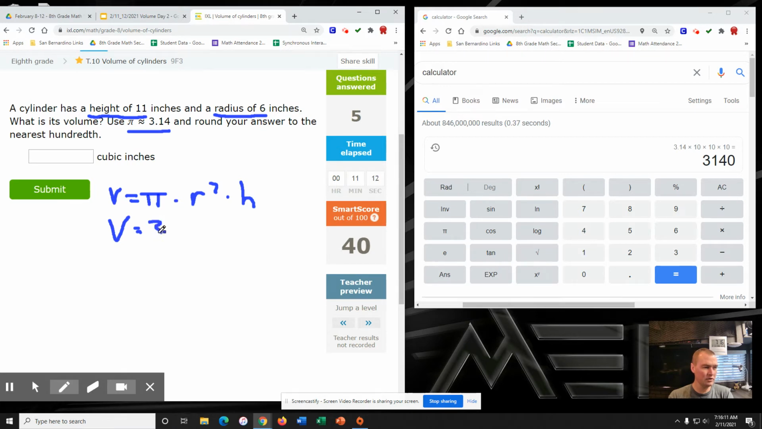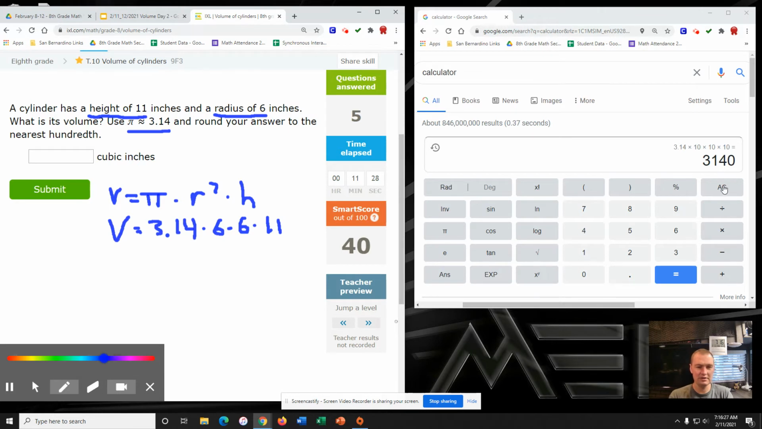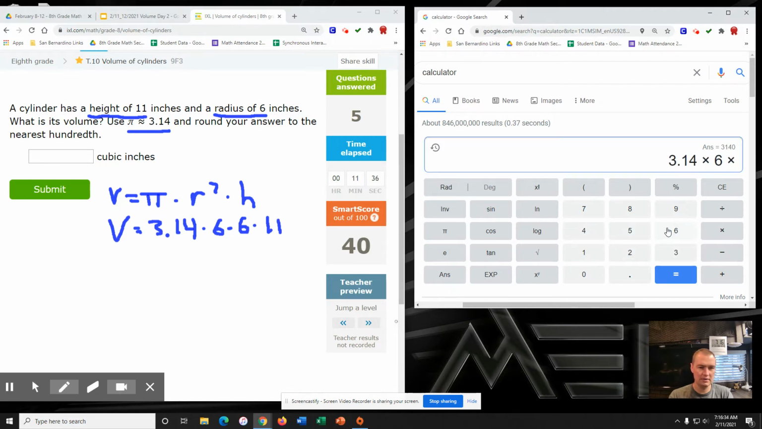All right, so now we're going to go 3.14 multiply 6 times 6, and our height is 11. And we're already set up, ready to go. Like I said, it gets faster as you go. So clear the board here on the calculator. 3.14 multiply 6 times 6.